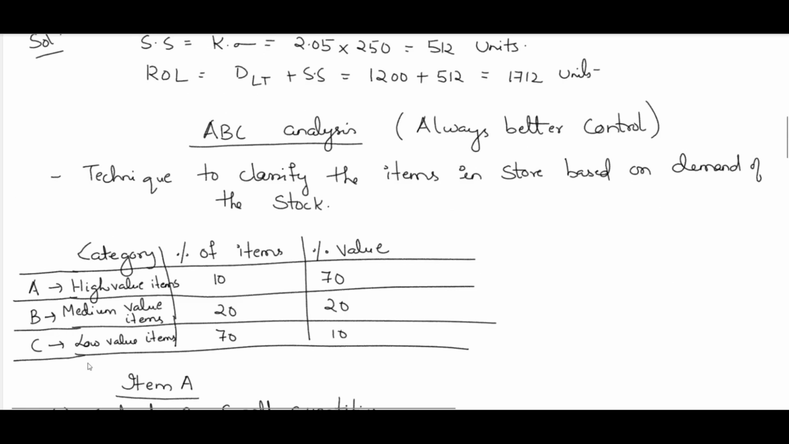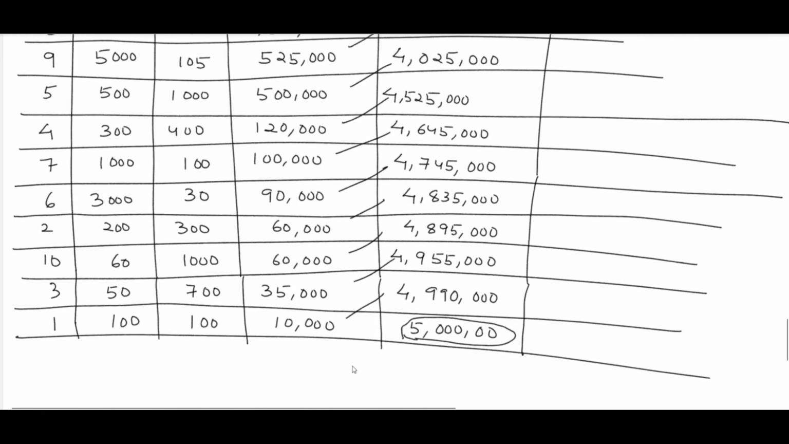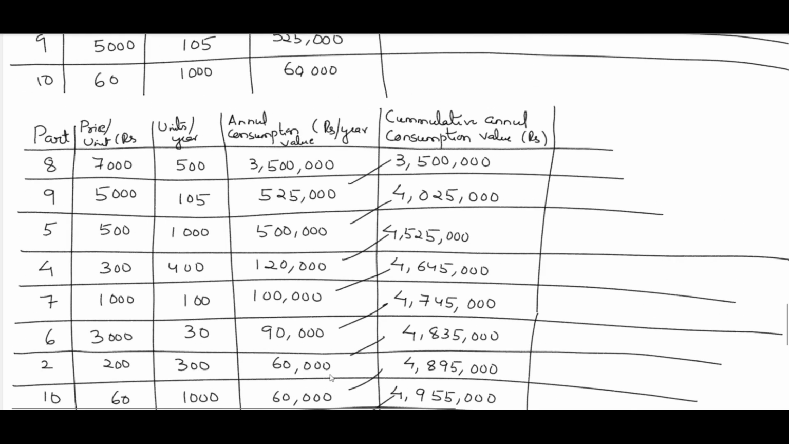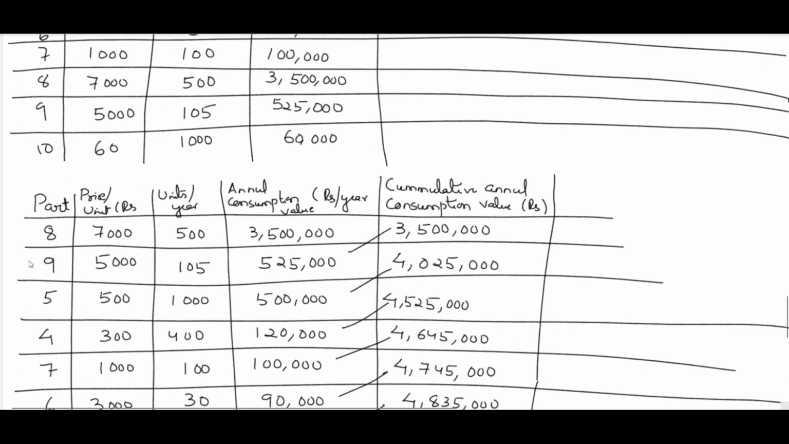Here it is also written that A category items consume 70% of the value, which belongs to 10% of items. As we are computing the value, we will go for 70% of it. So 70% of 50 lakh is 35 lakh. This is the cost spent on category A. Now we will see where in the cumulative sum we get this 35 lakh. You can see that it is only for category A. It is coming exact, so it should be less than.